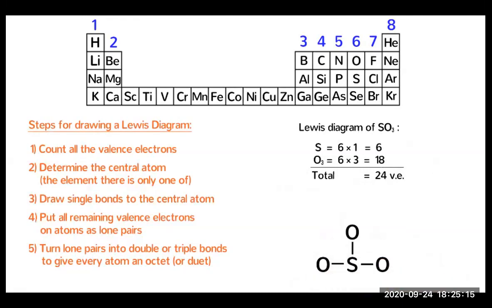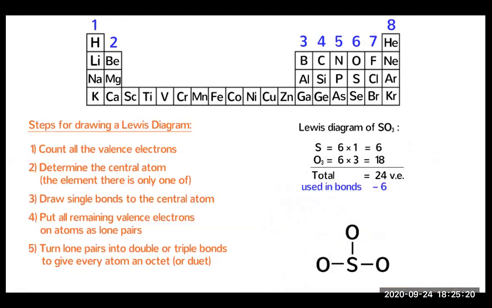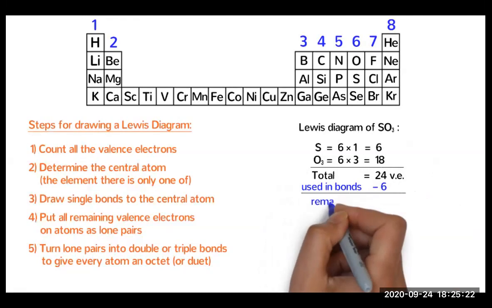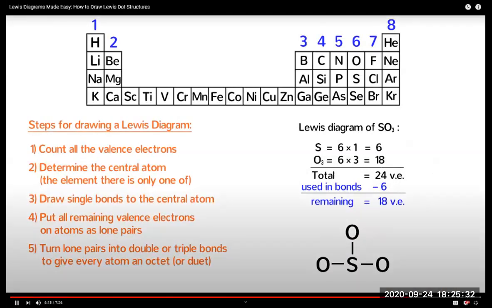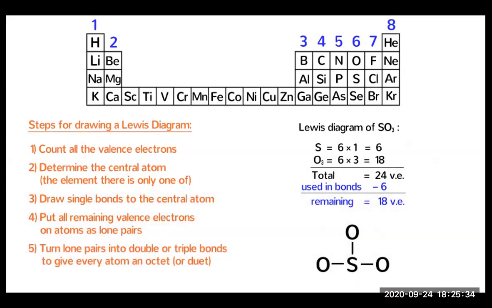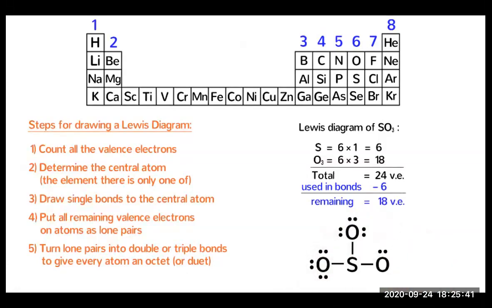Step 4. We started with 24 valence electrons, and we have used 6 electrons to make the 3 single bonds. This means that we have 24 minus 6, or 18 valence electrons remaining. We now put those remaining 18 valence electrons on atoms as lone pairs. Count by 2s when adding them. 2, 4, 6, 8, 10, 12, 14, 16, and 18 valence electrons. That's it. We've now used up all of our valence electrons.